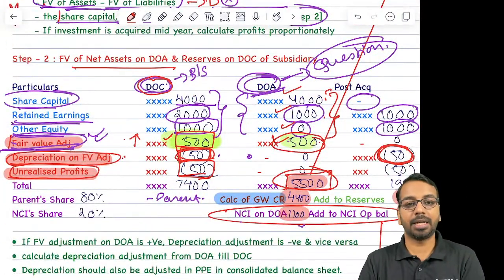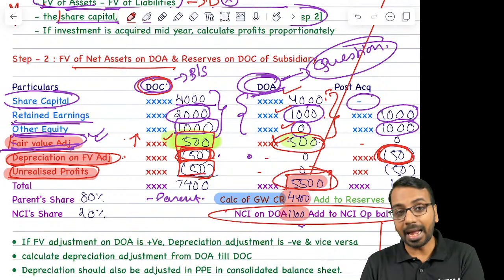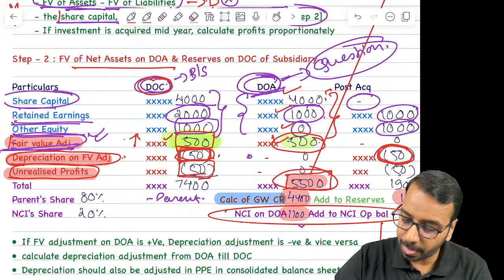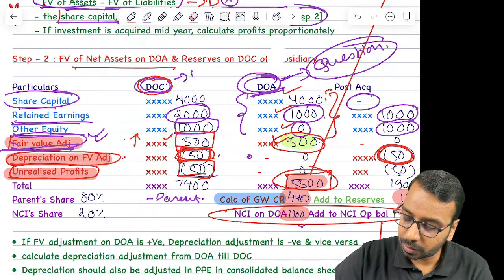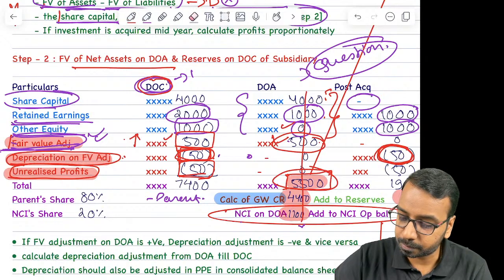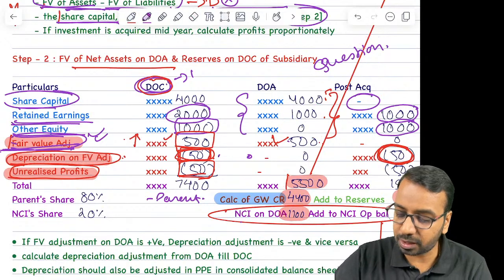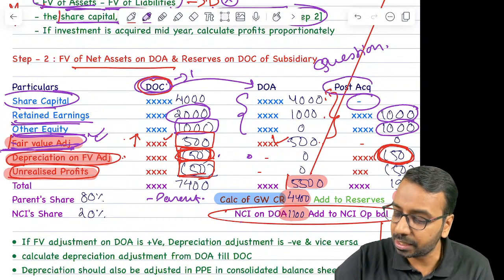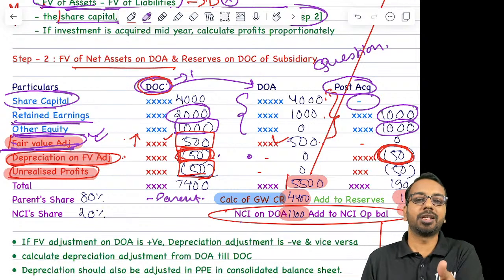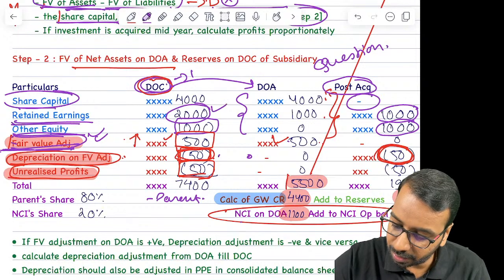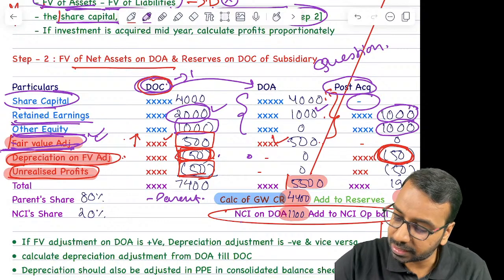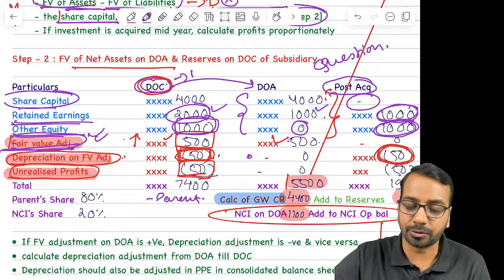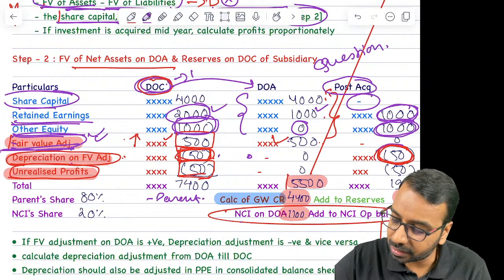The second step we have done partly, that is analysis of reserves and calculating the net assets on the date of acquisition. After this, what we need to compare is that the difference between date of consolidation and date of acquisition is your post acquisition profit. So for retained earnings movement, it was 2000 on date of consolidation and 1000 on date of acquisition, so this 1000 becomes post acquisition. Other equity 1000, that 1000 becomes post acquisition. Any depreciation adjustment is post acquisition.